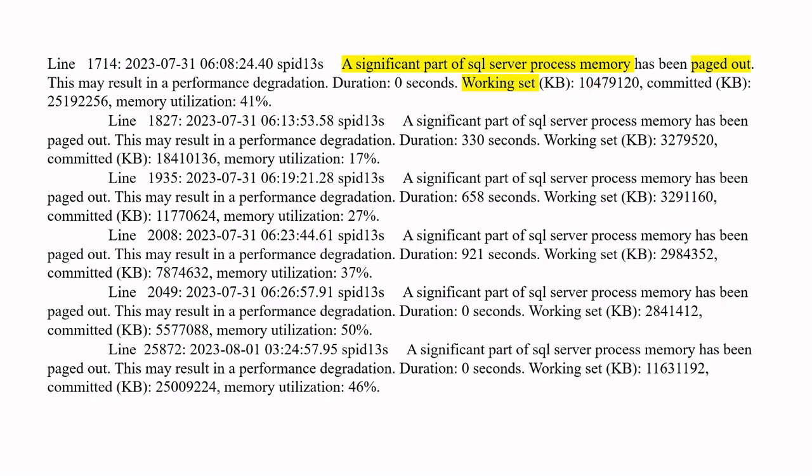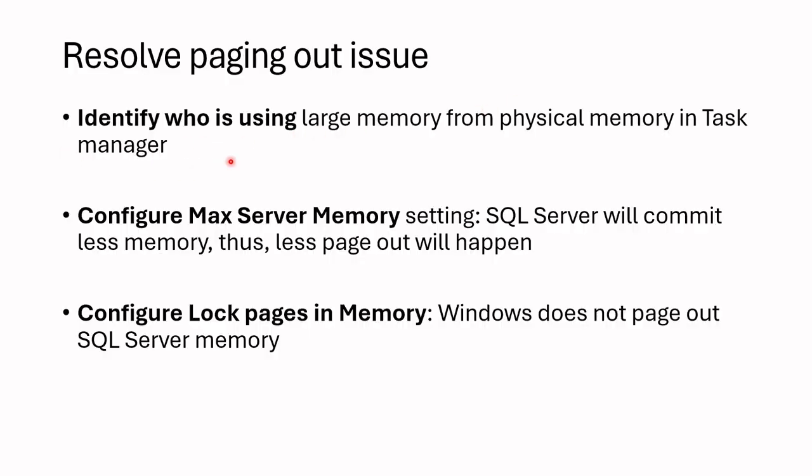So, what should we do to prevent paging out issues? First of all, you should always start by investigating who is consuming this much memory and causing memory pressure. Also, you can configure the max server memory setting. In this way, SQL Server will commit less memory and less page out will happen. You can also configure lock pages in memory. In this case, Windows does not page out SQL Server memory pages.